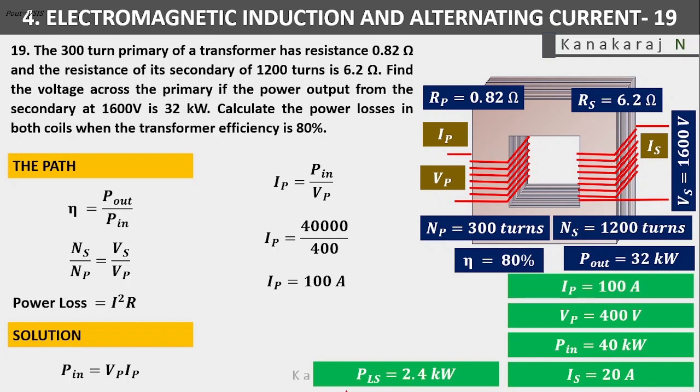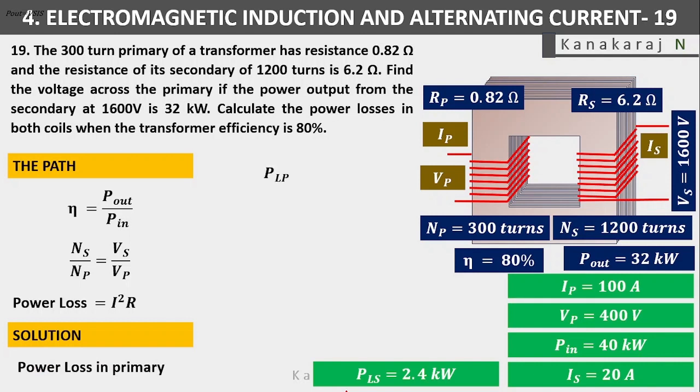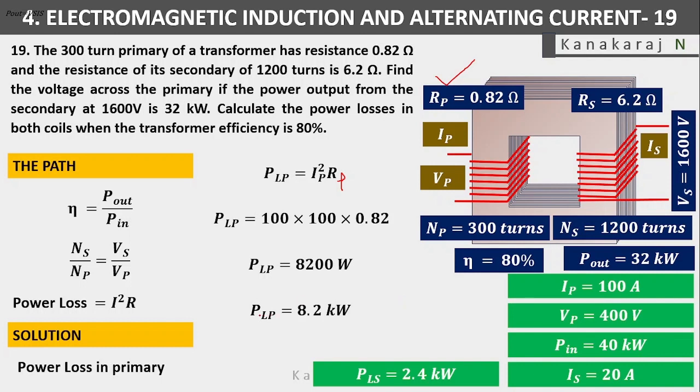So as we found the primary current, we can find the power loss in the primary circuit. Power loss in the primary equals Ip square multiplies R. Here the R is the resistance in the primary coil, right? That's equal to how much? 0.82 ohms. So 82 into 100, it becomes 8200. So it becomes 8.2 kilowatt. The power loss in the primary is 8.2 kilowatt.